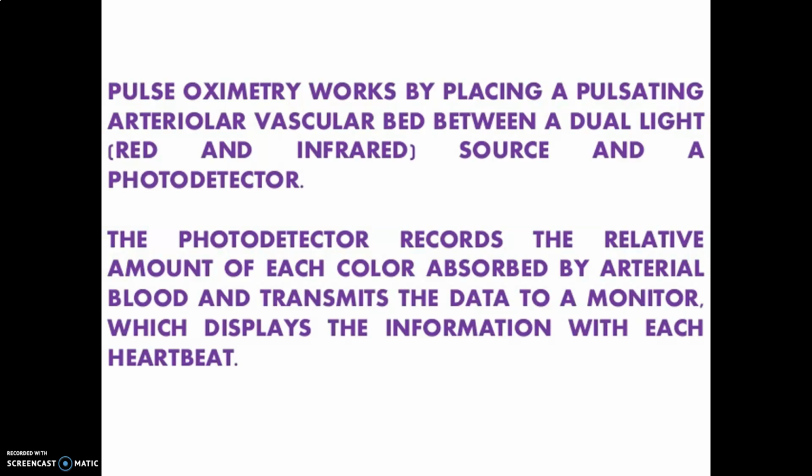So when you place it there, the red light is able to detect your oxygenated blood, and infrared is able to detect your deoxygenated blood. In that way it catches your saturation level, and the photodetector records the relative amount of each color absorbed by arterial blood and transmits the data to a monitor, which displays the information with the heartbeat. As we saw in the previous pictures, the monitor has graphical presentations, and gives the rate also, right?